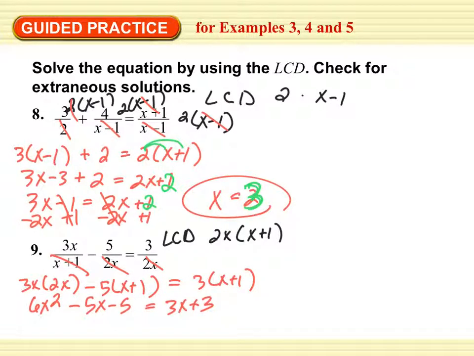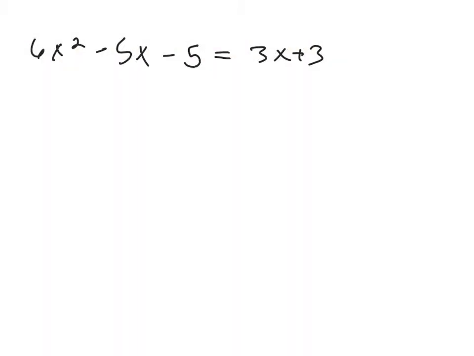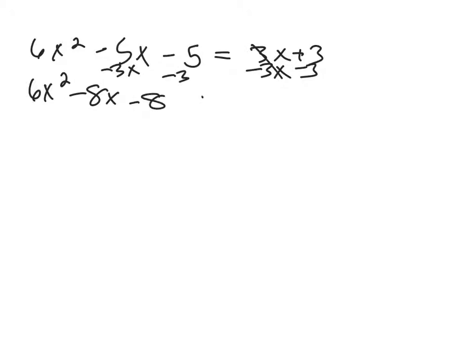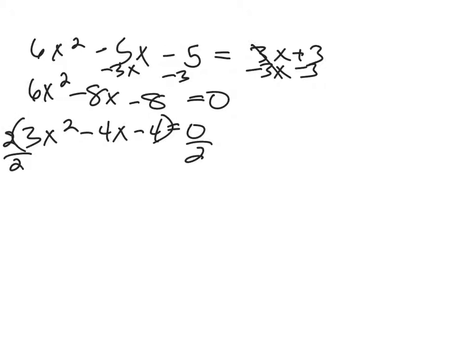All right, I need more space, so I got a new sheet of paper. And there it is. Collect like terms. 6x squared is staying there. Minus 8x. Minus 8. I can divide everything by 2. I have 3x squared minus 4x minus 4 equals 0. Remember when we do that, I've got a 2 out there, but it just divides out.